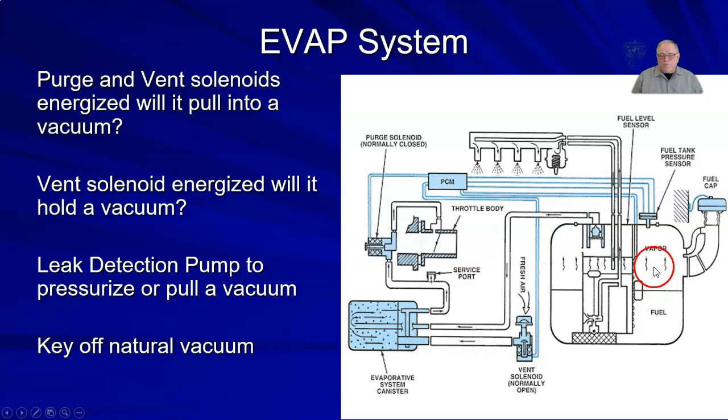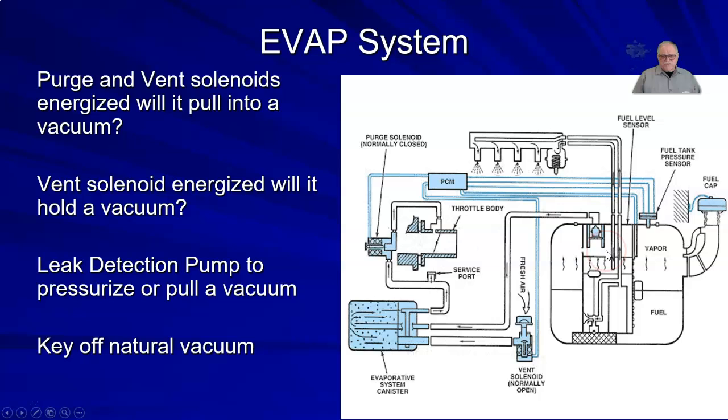If the system won't pull into a vacuum, it's going to set a code for a large leak. If the system pulls into a vacuum, it's then going to shut the purge solenoid, keep the vent solenoid closed, and watch to see if it'll hold a vacuum. If it won't hold a vacuum, it'll set a code for a small leak.